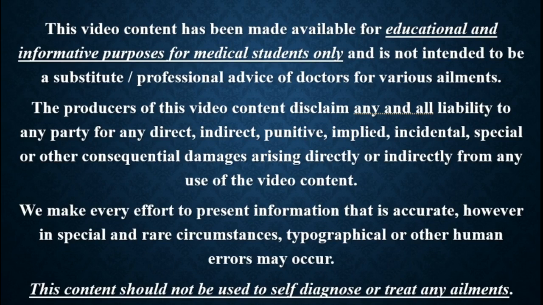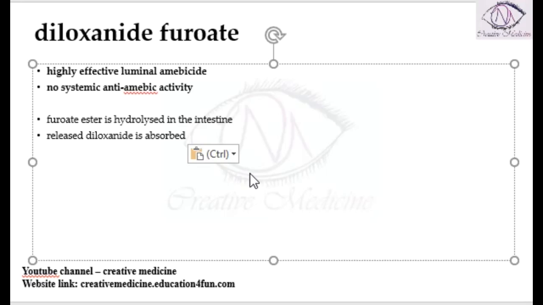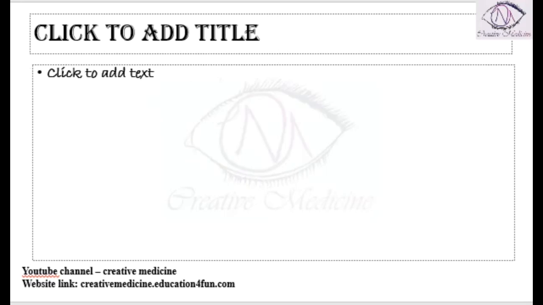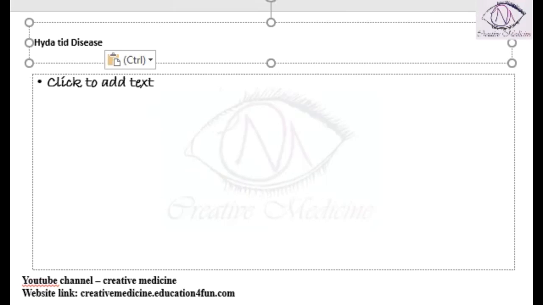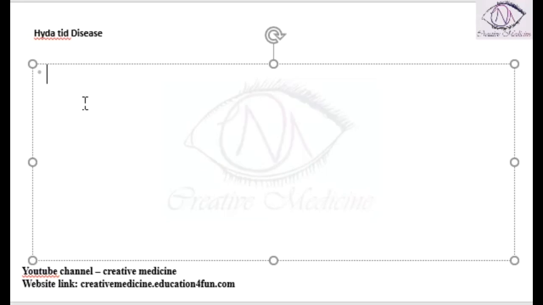In this lecture, we will learn about Hydatid disease. Hydatid disease is actually a zoonotic disease. That is, it is a disease which man gets from animals. So this is mainly seen in sheep grazing areas of the world.